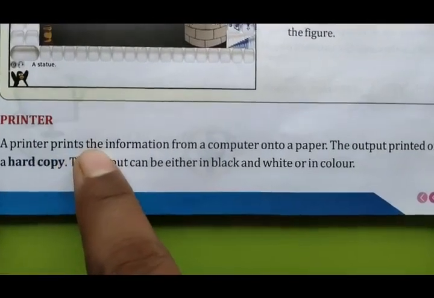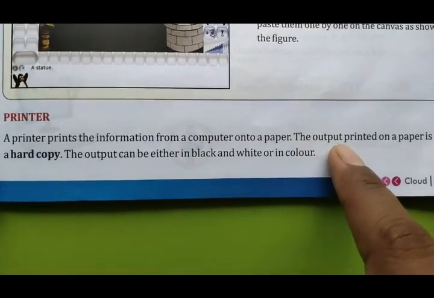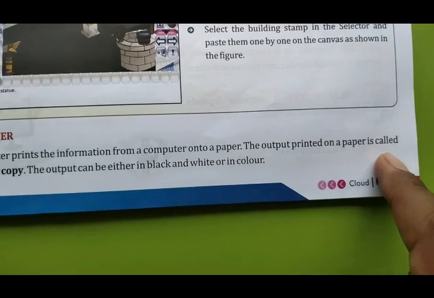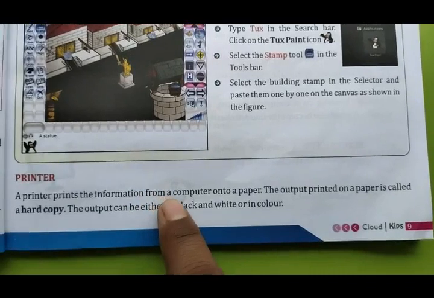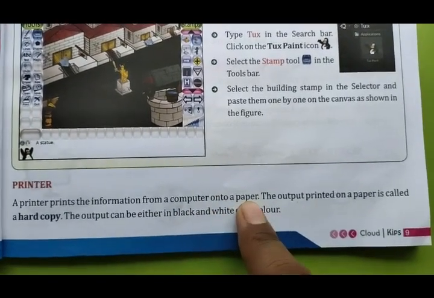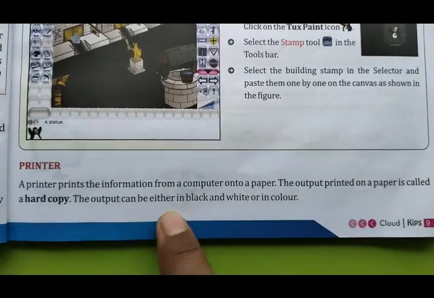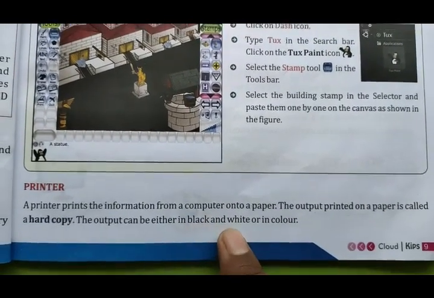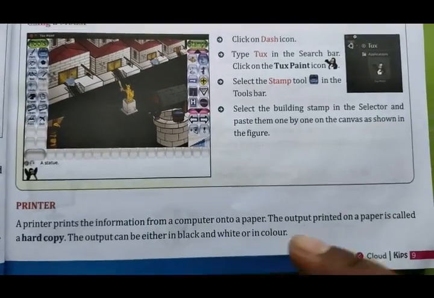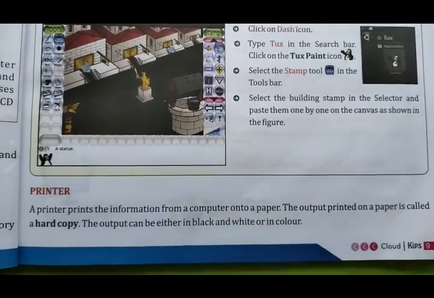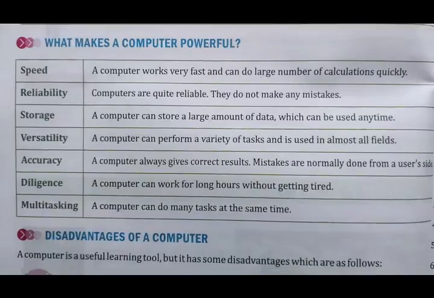A printer prints the information from a computer onto a paper. The output printed on a paper is called a hard copy. Remember these things. The printer prints the information of a computer onto a paper. The output printed on a paper is called a hard copy. The output can be either in black and white or in color, means the printout is either in black and white or in color paper.